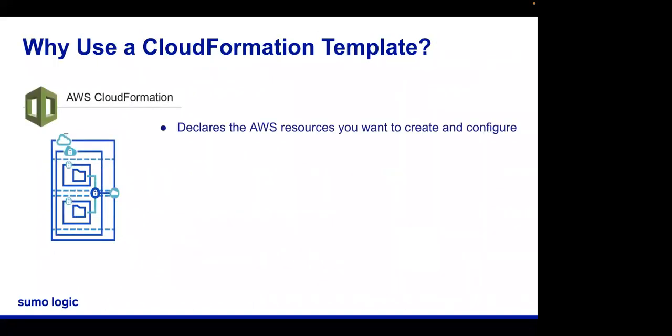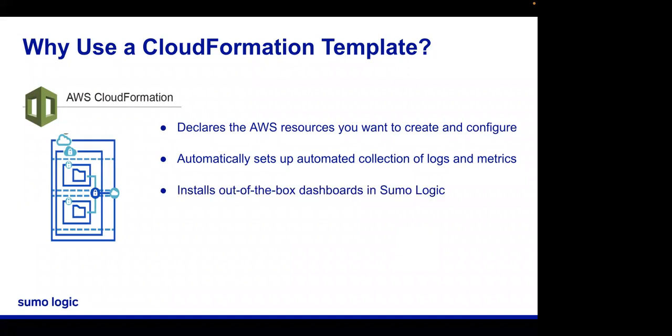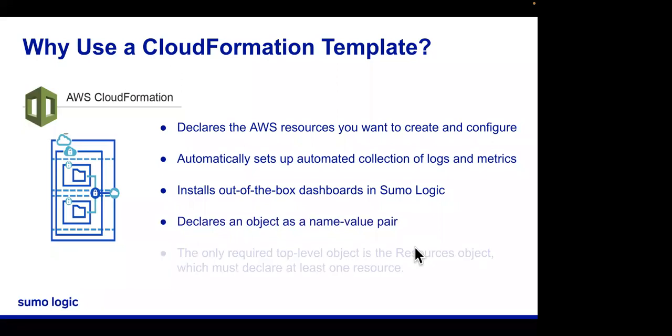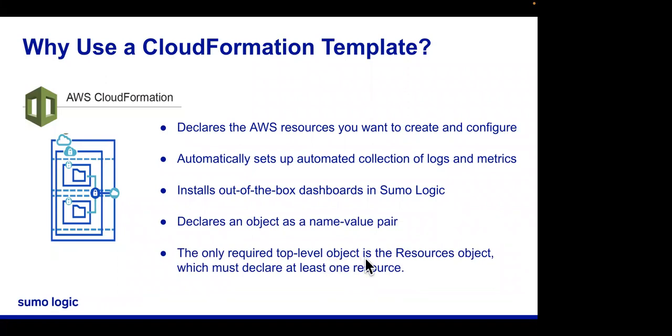This AWS CloudFormation template will declare the AWS resources you want to create and configure. It will also set up the automation of collection and logs. So it's going to go into Sumo, build out all your collectors, build out all your sources, and install the out-of-the-box dashboards in Sumo Logic. Now, again, there's a test question here. You want to be aware that this CloudFormation template is going to do it all, AWS and Sumo, both of them. And then, of course, it'll also declare any objects as name value pairs. The nice thing is that it sets up your resource objects and basically sets everything up for this to work.